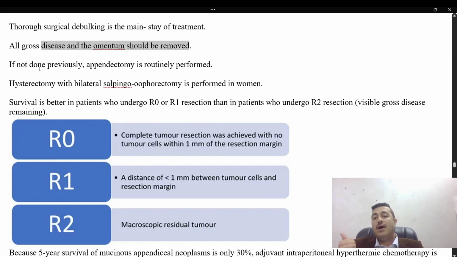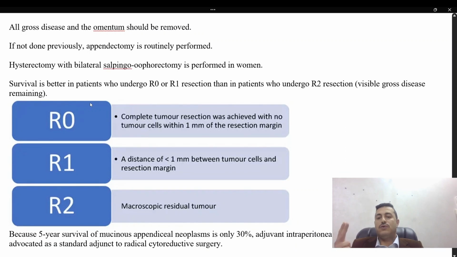One, if not done previously, appendectomy should be performed. Two, hysterectomy and bilateral salpingo-oophorectomy in females should be performed. Three. There is also four. Let's talk survival. They actually compare survival in R0 resection compared to R2 resection. And of course, R0 is better.